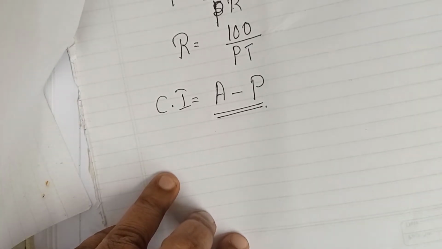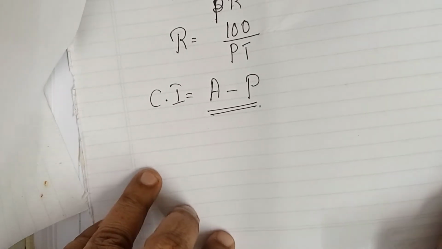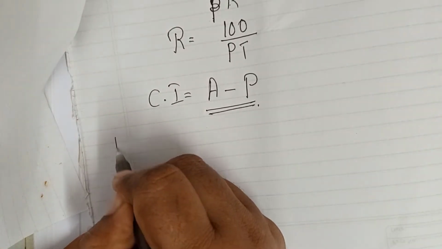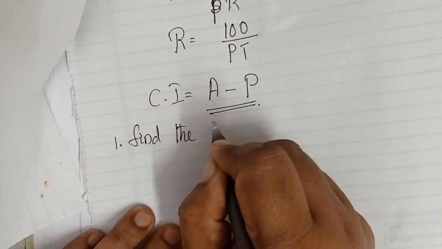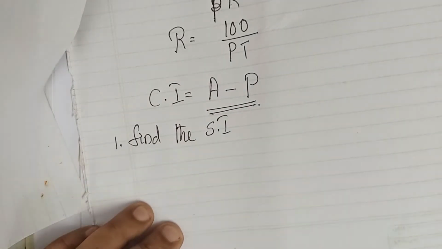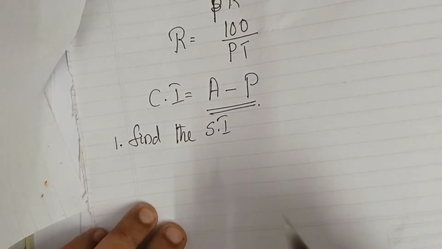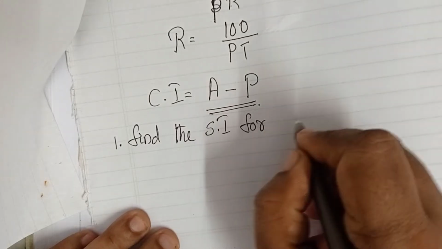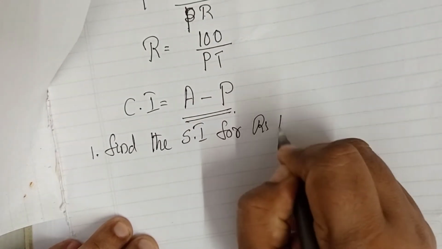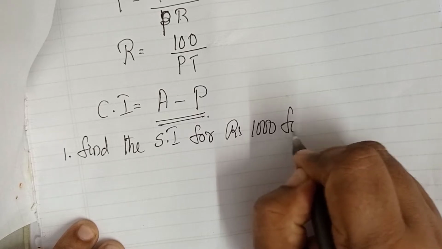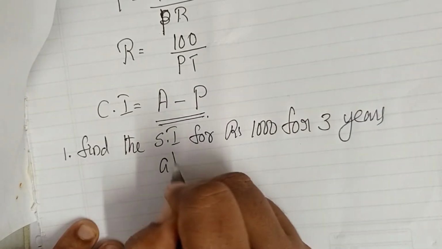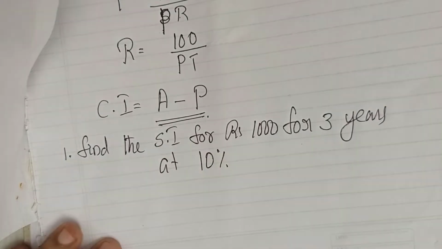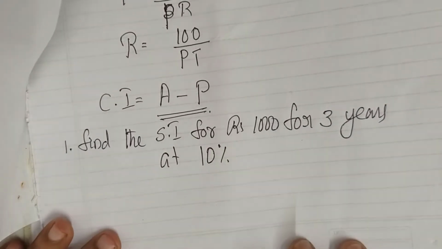How to find the simple interest? All of you write one question from that. Right. Find the simple interest for rupees 1000 for 3 years at 10%. Okay.